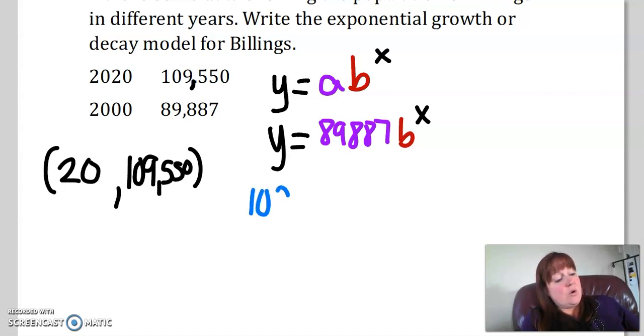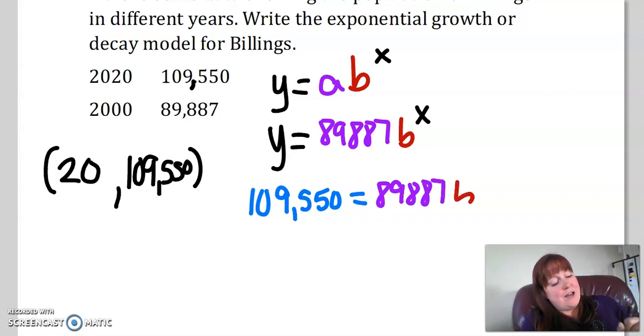So we know that in, oops, I did that wrong. Let's see, in 2020 that y is going to equal 109,550. I'm going to try to stop saying that number, because every time I say it, I stumble over it and it's just going to confuse you. So it's, you know, that number. Okay, b to the 20th. All right, so let's solve for b here.